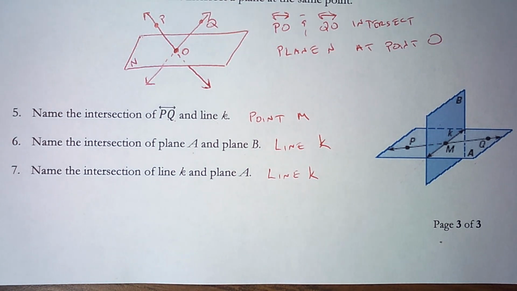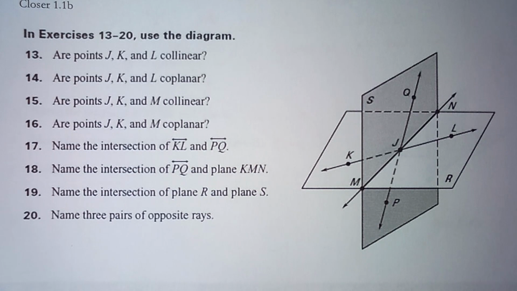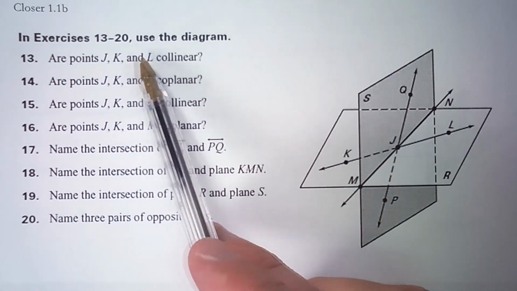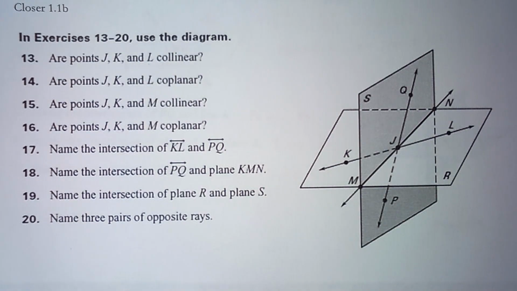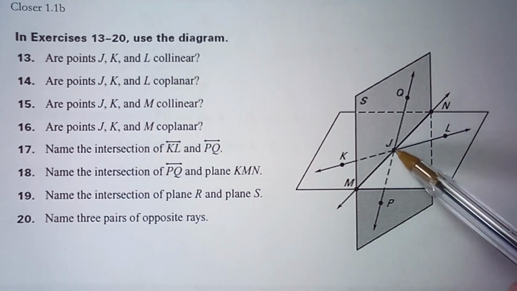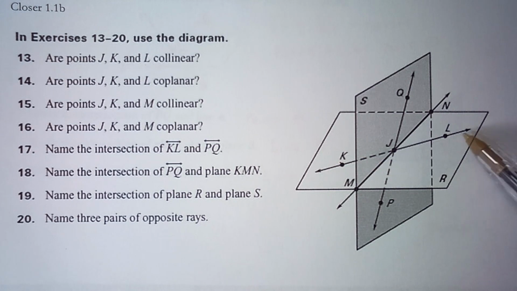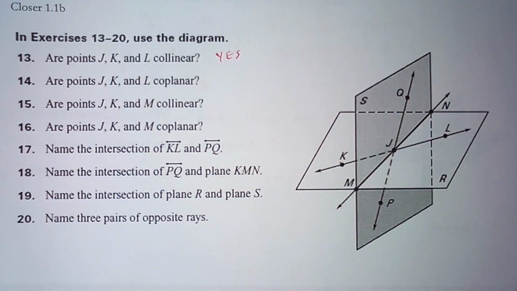So we're going to finish up this set of notes with a little closer, a little check for understanding. Are points J, K, and L collinear? If it's just 2 points, then my answer is definitely yes, but it's more than 2 points, so I have to look for them and see if the line is drawn. J, K, and L, they actually are shown to be on the same line, so yes, they are collinear.